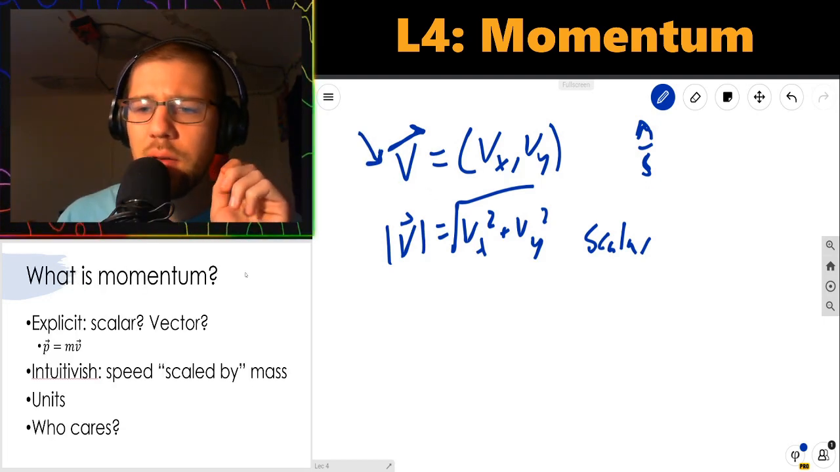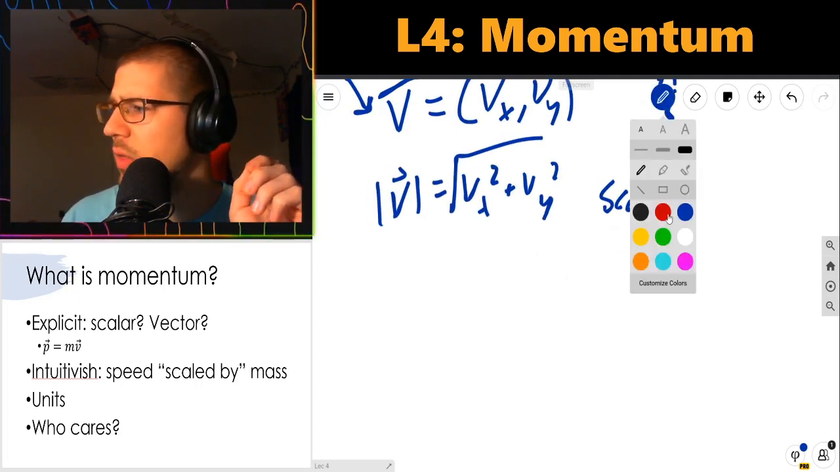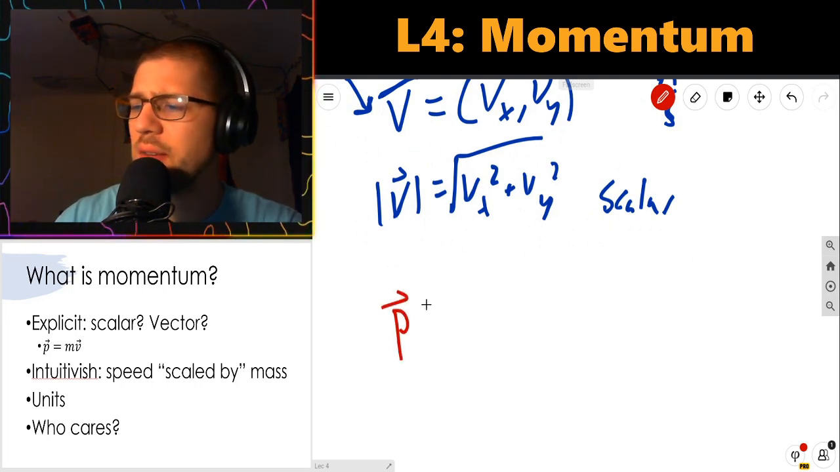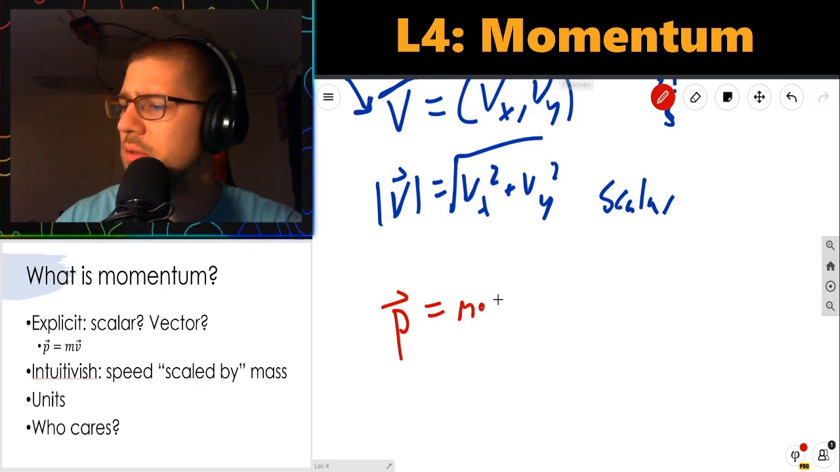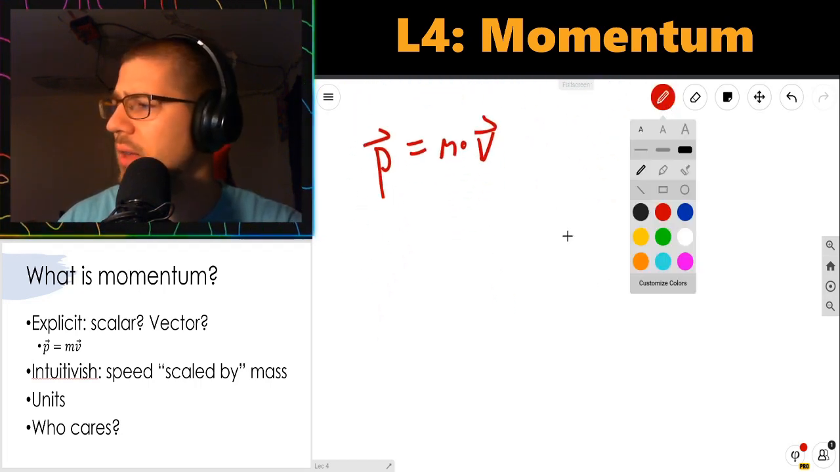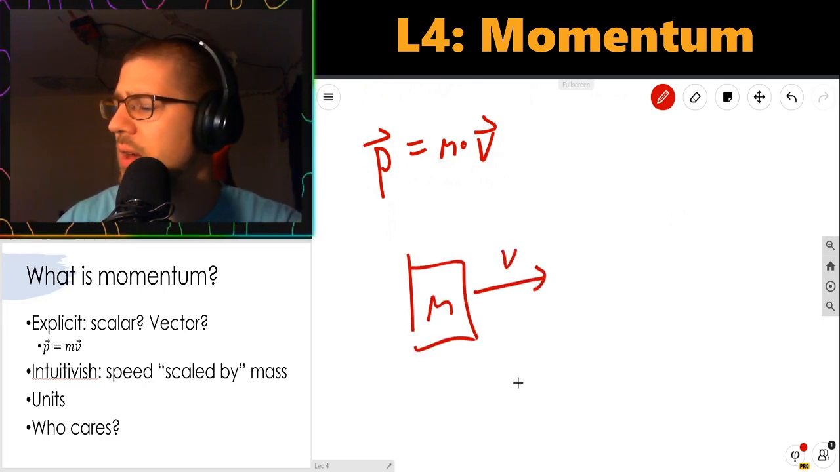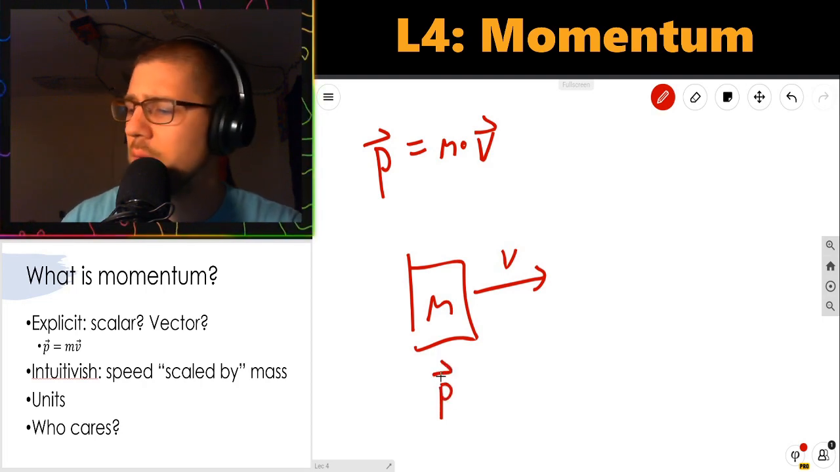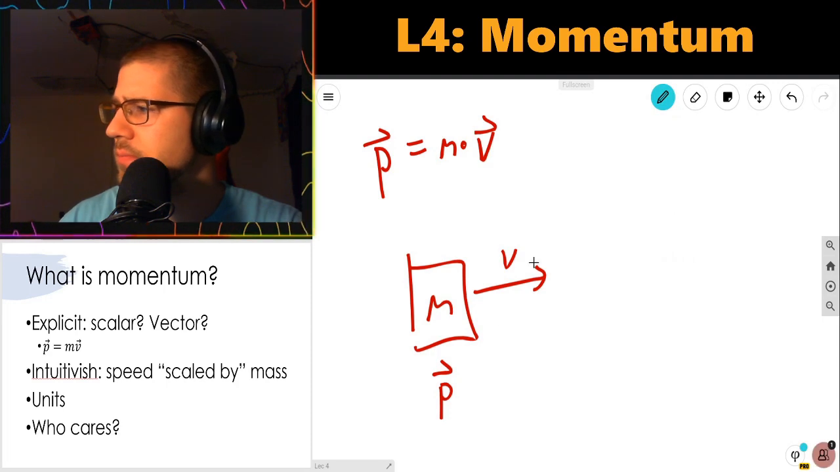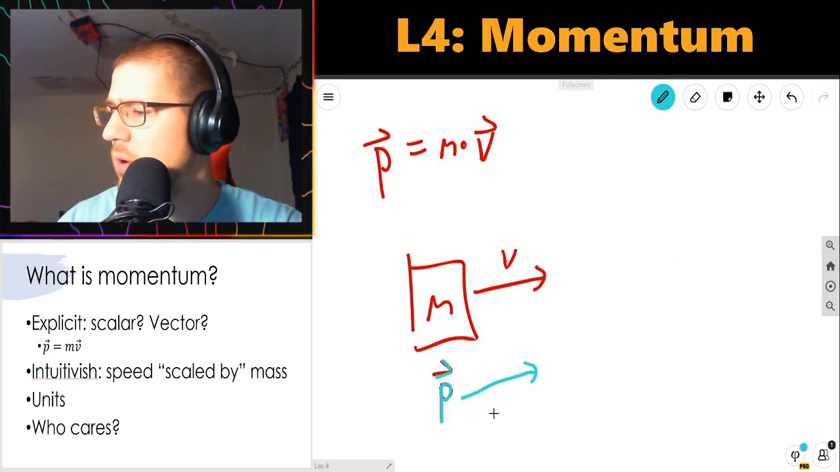Momentum is velocity scaled by mass. The way that we write momentum is with a lowercase p with a hat. So momentum is mass times velocity. When I talk about the momentum of an object, usually I talk about an object with some mass moving along at some speed v. I say that this thing has momentum p hat that points in the same direction as velocity. So p hat always points in the same direction as velocity.